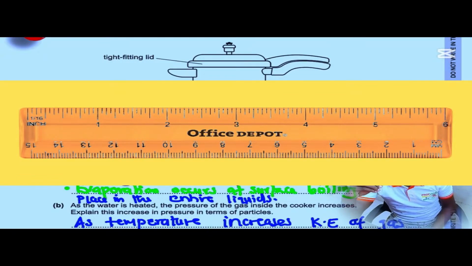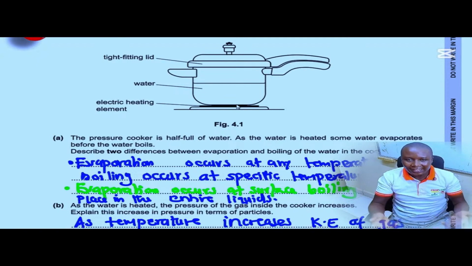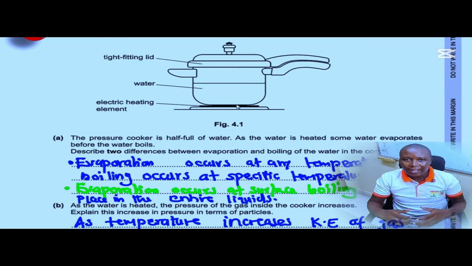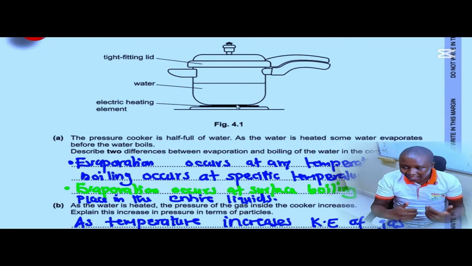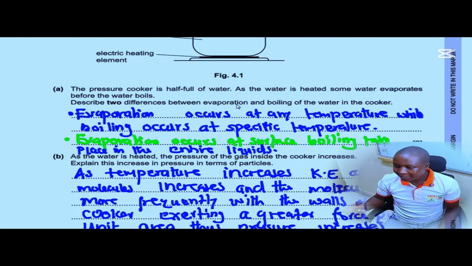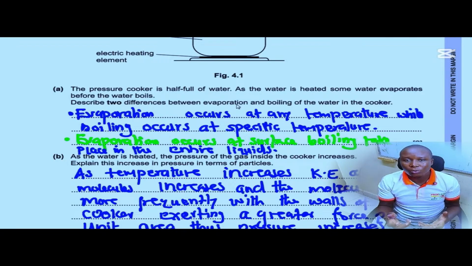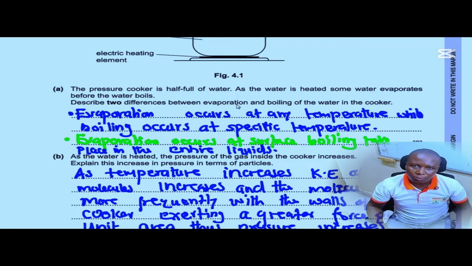Also you need to know how evaporation causes cooling, because evaporation is a process by which energetic water molecules or liquid molecules escape from the surface. Those molecules which have high kinetic energy escape to the surroundings. The molecules left behind have less kinetic energy, so they also have less thermal energy. Then explain, as water is heated, the pressure of the gas inside the cooker increases. How do water molecules result in pressure?